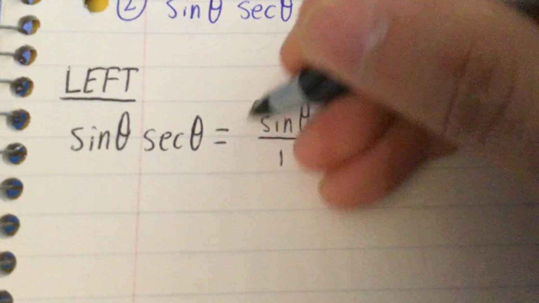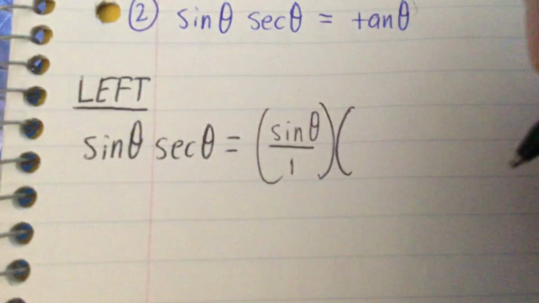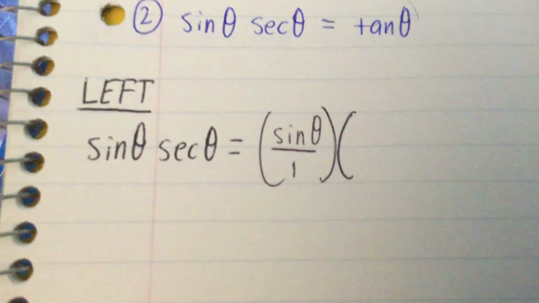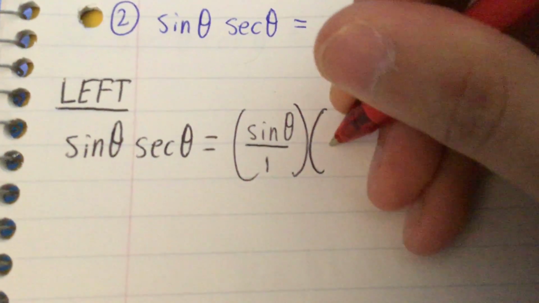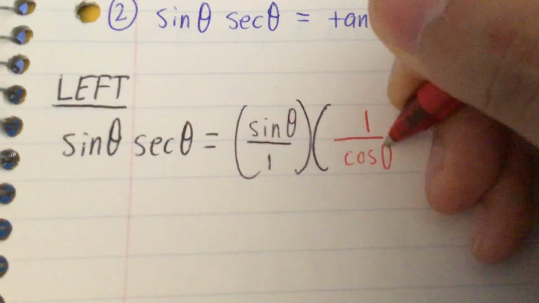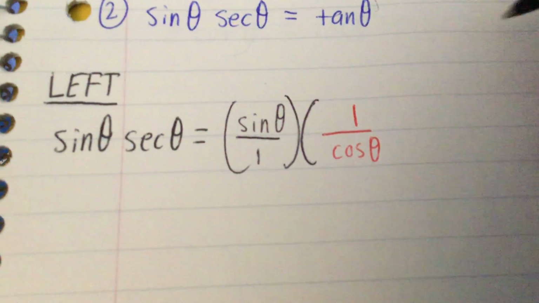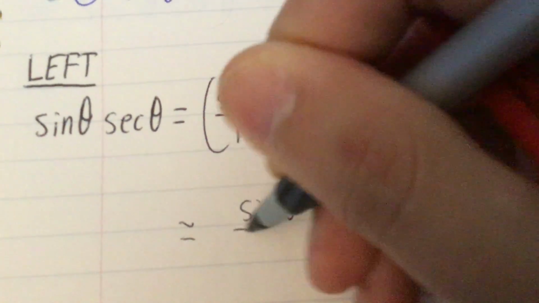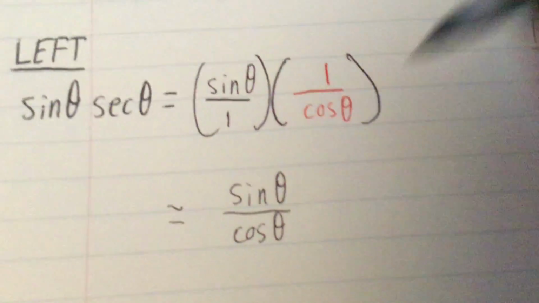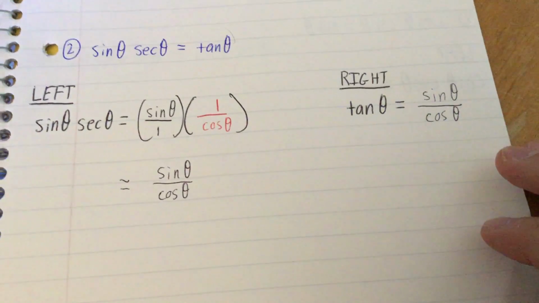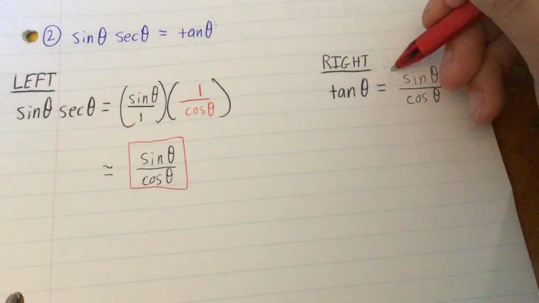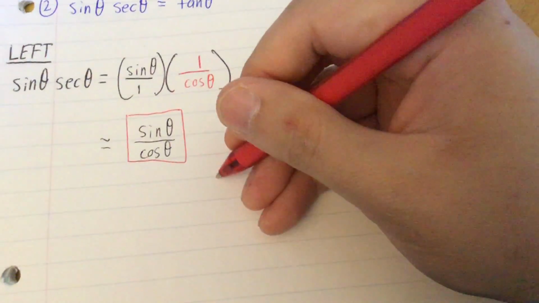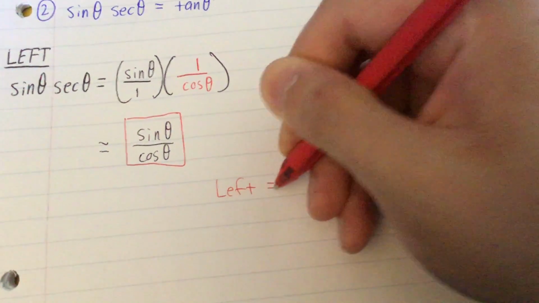I can just make the sine of theta over 1. Secant of theta, well, I can manipulate that. Secant of theta is 1 over cosine of theta because it's a reciprocal trig function. And now I'm going to multiply across and make this sine of theta over cosine of theta. So, hey, the left leads to somewhere in the middle, and the right leads to somewhere in the middle. Therefore, the left is equal to the right.